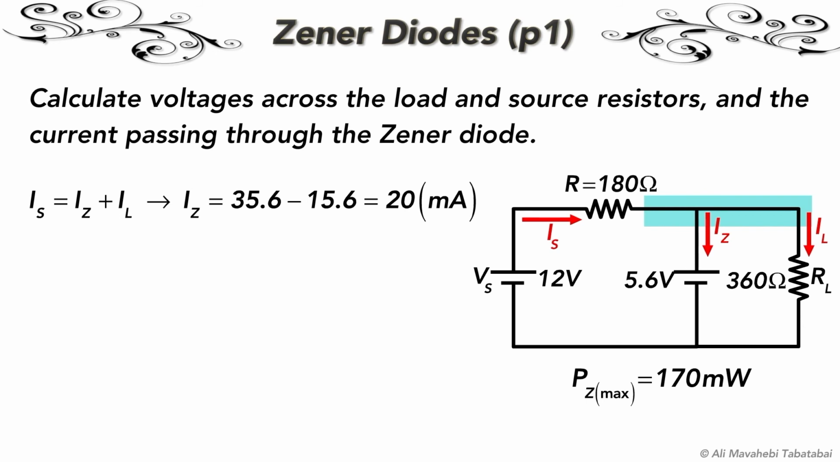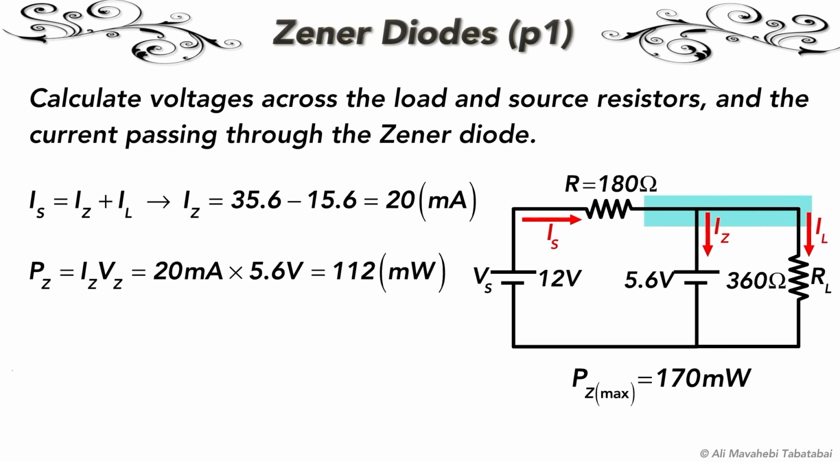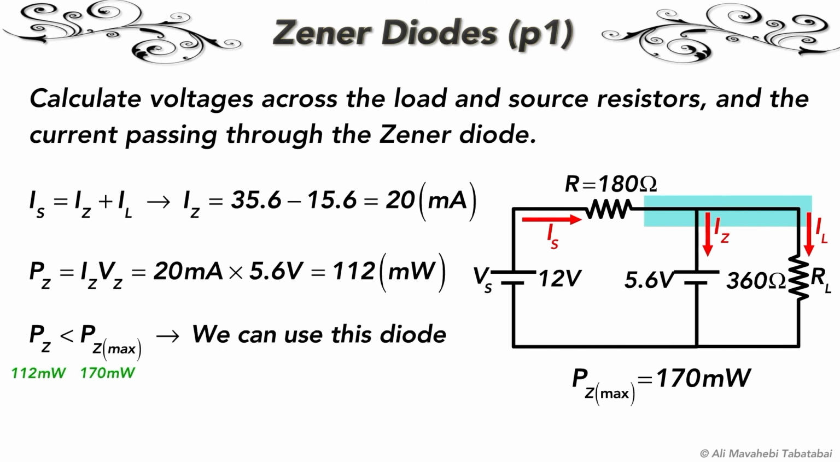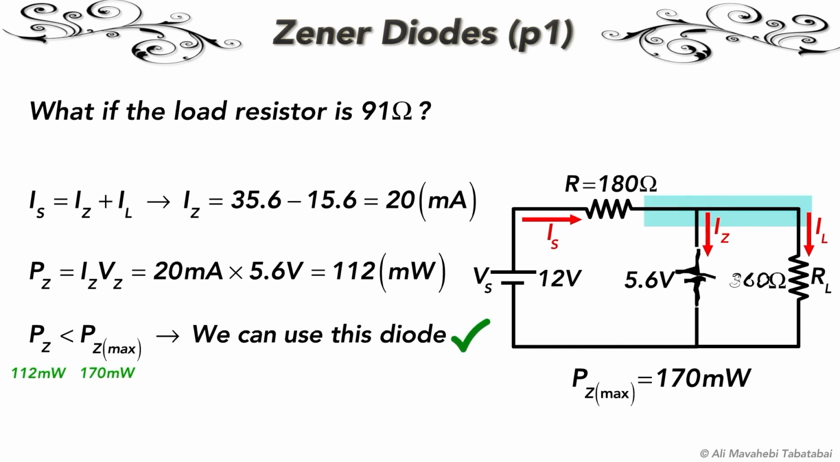By using this current, I would be able to calculate the power dissipated in Zener diode, which is 112 milliwatts. And since this power is less than the maximum allowable power dissipation of 170 milliwatts, we can safely use this diode in the circuit. What if the load resistor is a 91 ohm resistor instead of 360 ohms?